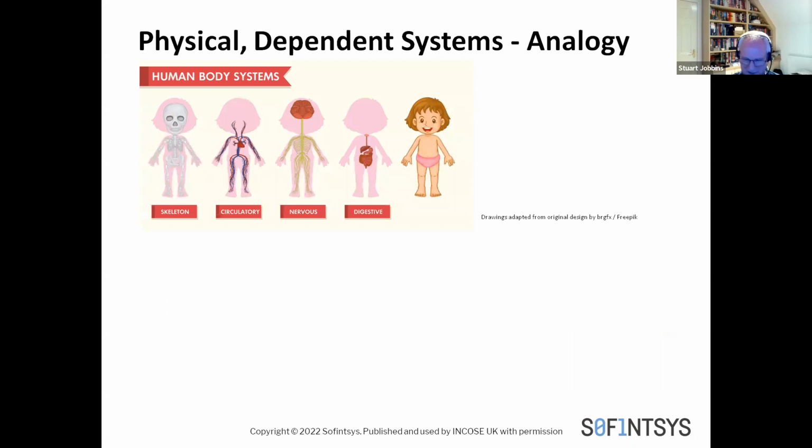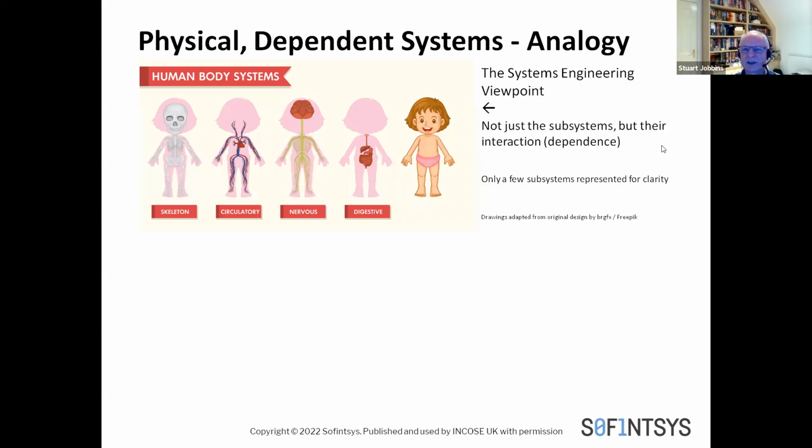So I rather tongue-in-cheek stuck in a couple of diagrams about the way we see the world as system engineers. So I took the medical regime and said, well, okay, the medical regime recognizes here are a few, it's an incomplete set of systems that exist in a human body. It is by definition a complex system. There's a lot of interdependence between these systems to make a human being. So a system engineering viewpoint would be not just to look at the subsystem, but to look at their interaction, their dependence.